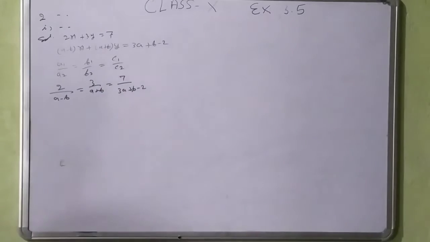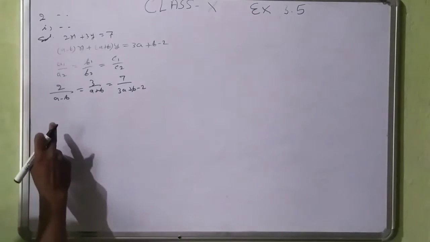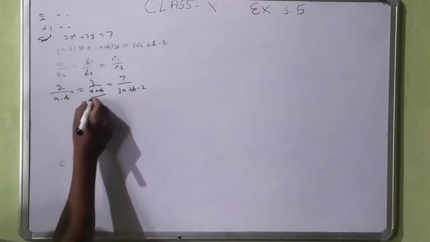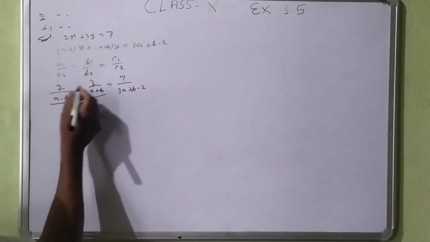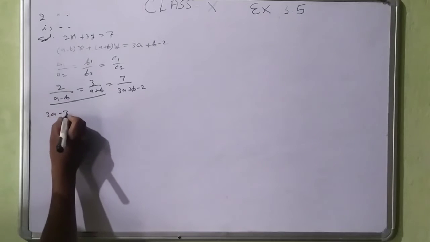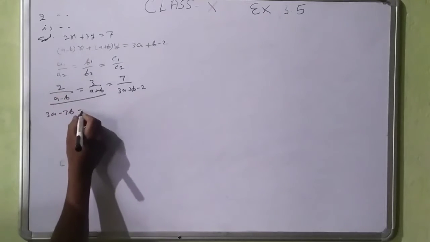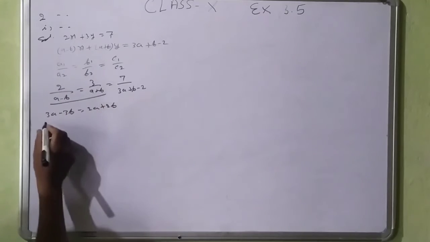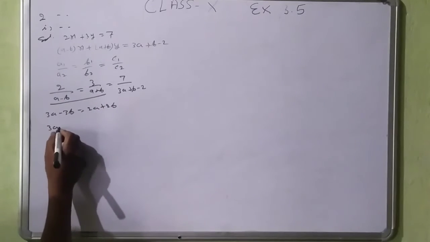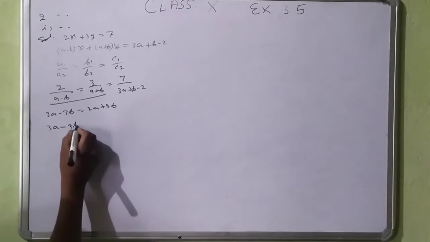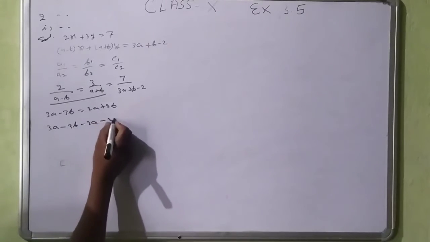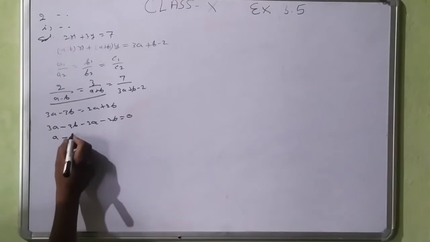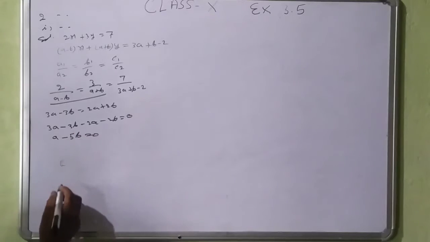Now we take first of all these two. By cross multiplying, 3a minus 3b is equal to 2a plus 2b. So 3a minus 3b minus 2a minus 2b, by interchange, a minus 5b is equal to 0.